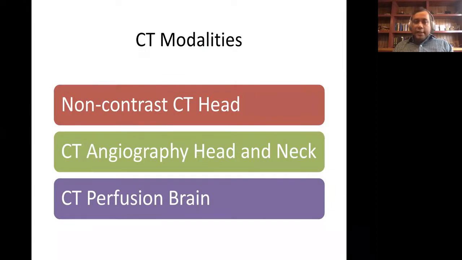Amongst the CT modalities that we use is the non-contrast CT head. There's the CT angiogram head and neck. And in select patients, we may use the CT perfusion of the brain. And we'll discuss these imaging modalities.